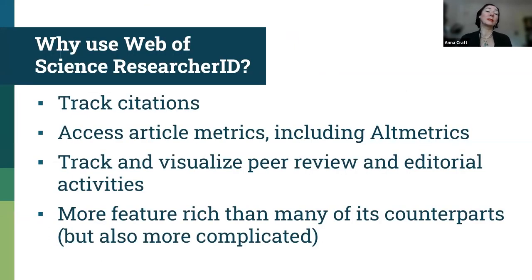Again, you can track citations, you can get some metrics, including those altmetrics. You can track and visualize your peer review and editorial activities if you're using that Publons system for reviews. And this one is more feature rich than the others we've looked at so far, but on the flip side, that makes it a little more complicated.